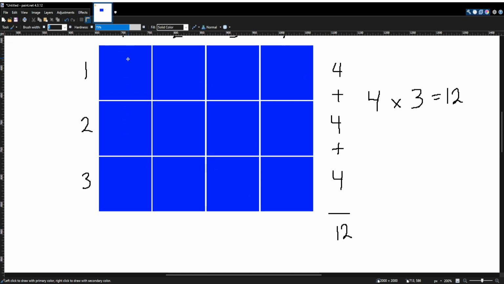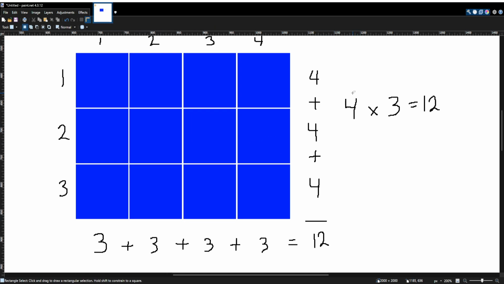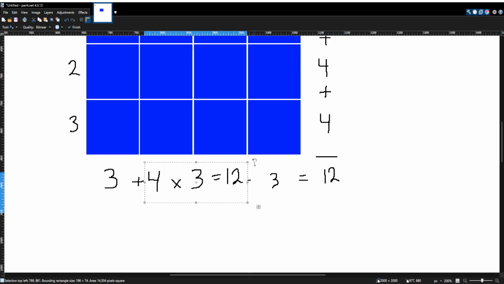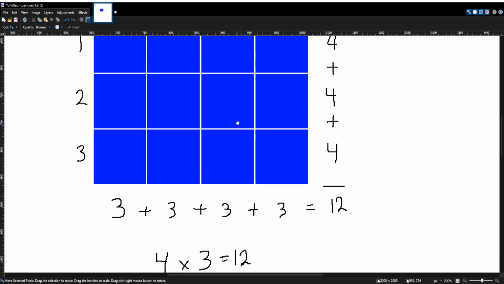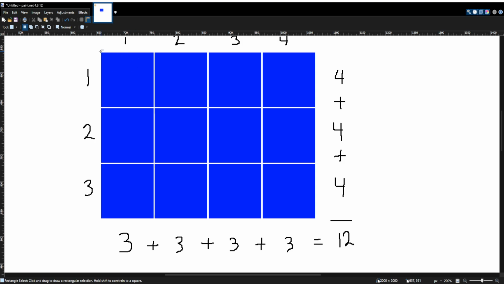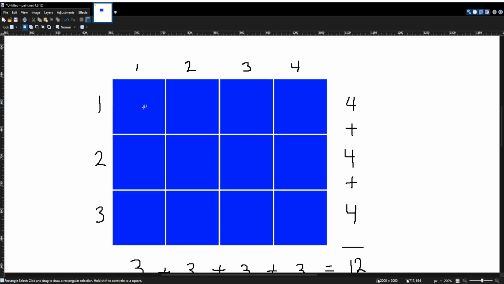If I think about this in columns, I've got 3 in this column, 3 in this column, 3 in this column, and 3 in this column. And when we add going across, that also gives us 12. So this idea of multiplication is this idea of repeated addition, right? We find the area of this rectangle by filling it with squares of side length 1.